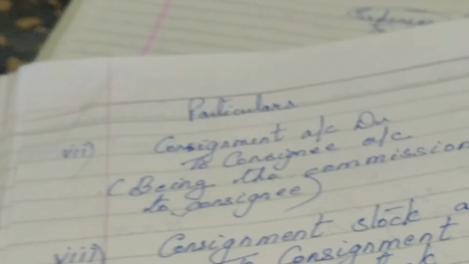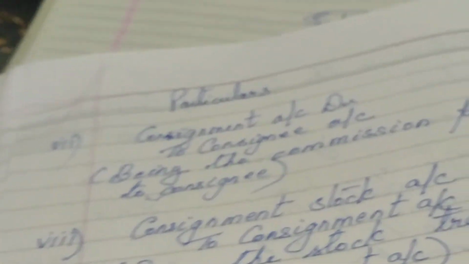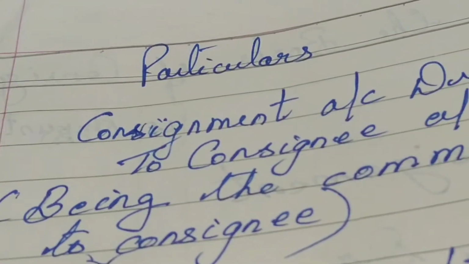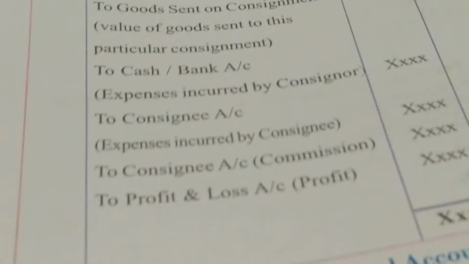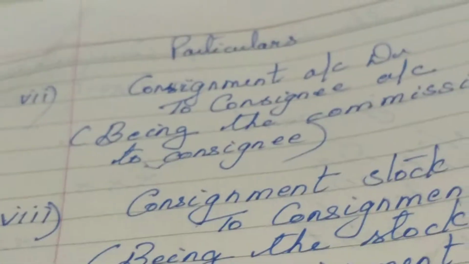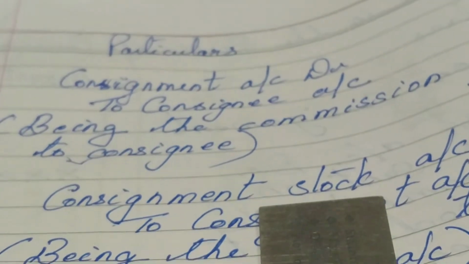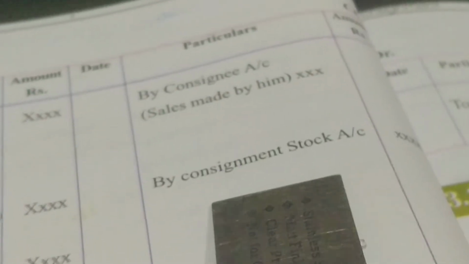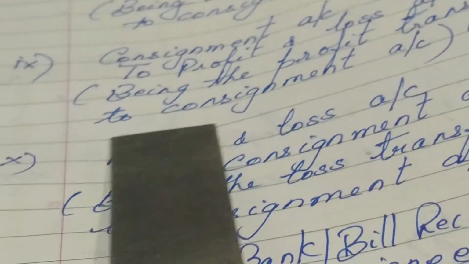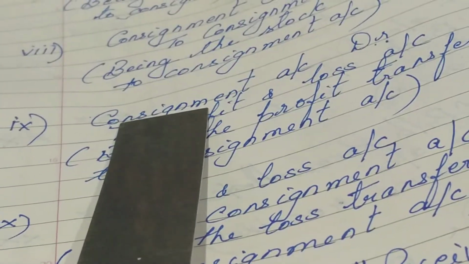Then we come to the next journal entry. We have the commission journal entry, consignment to consignee. Consignment account is there, debit side we have to show. What are we supposed to write there? The consignee's account. If you see in the textbook, we have the consignee's account, and within brackets commission is mentioned. Next we have unsold stock which is left. We have to show it in the consignment account, credit side. What will be the entry? We'll write there consignment stock. The next entry is about profit and loss. In case the company is making profit, we have to show it on the debit side of the consignment.